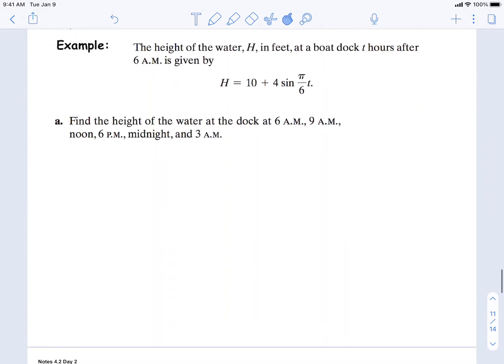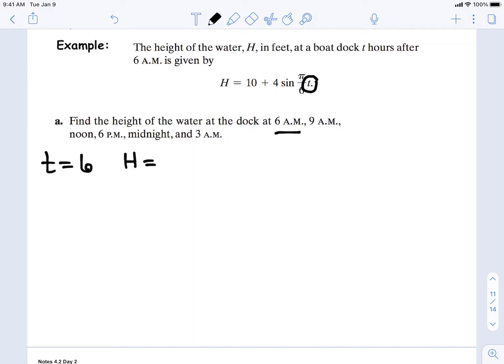So here's an example. The height of the water h in feet at a boat dock t hours after 6 a.m. is given by this function. So this is a trigonometric function. And we want to find out the height of the water at the dock at these time frames. So we'll start with 6 a.m. So the time is 6 a.m. So you're going to substitute 6 into that equation.